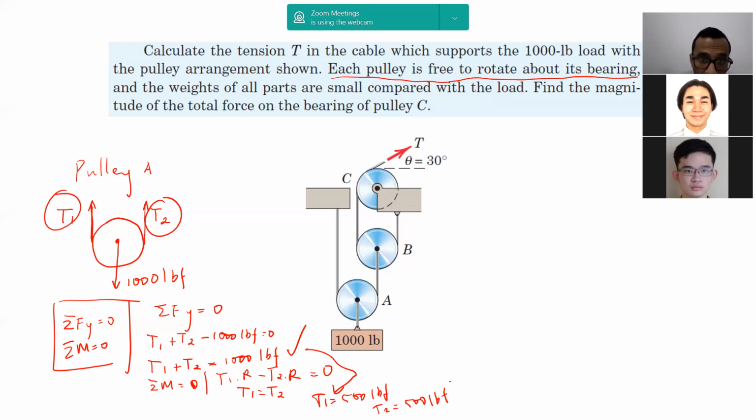Now we try to go to the other pulley. If we already solved for T1 and T2, which means we solved for this particular tension and this particular tension, which free body diagram, which pulley are we supposed to go to next, Mario? Pulley B. Yes, correct, pulley B. Now let's draw pulley B. This is pulley B.